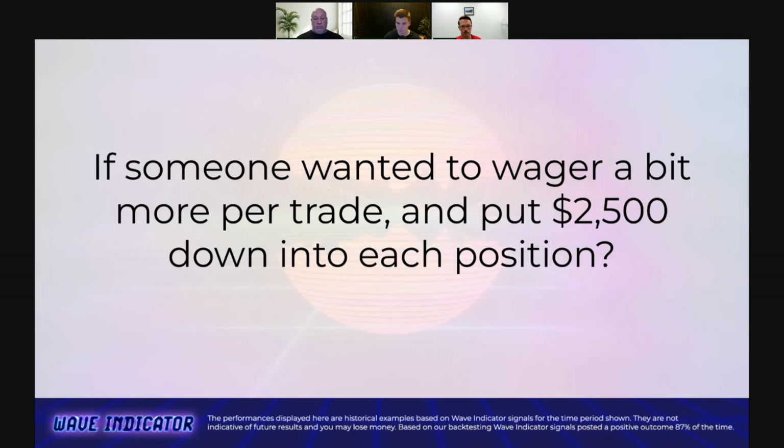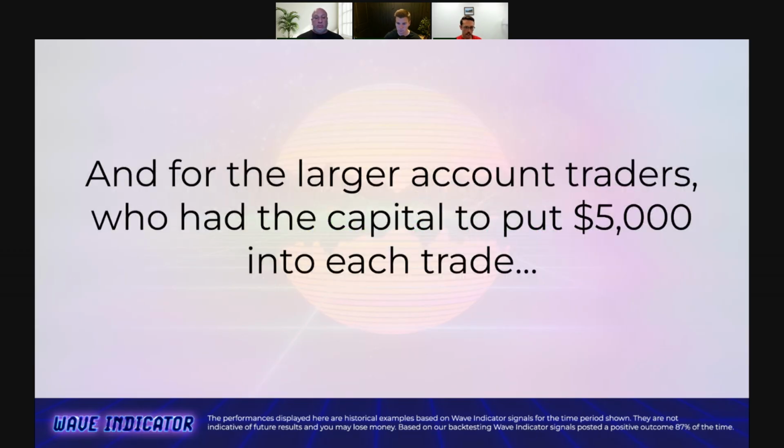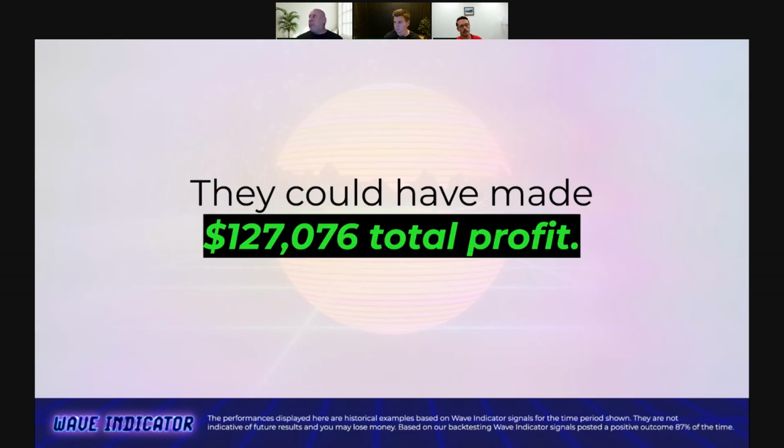$25,415 in total profit. And if someone had wanted to wager a bit more per trade and put $2,500 down into each position, well, they could have walked away with $63,538. And for the larger account traders who really wanted to cook and who had the capital to put $5,000 into each trade, well, they could have made some real money, $127,000 total profits.